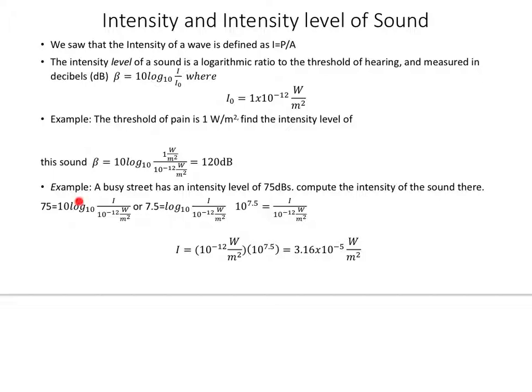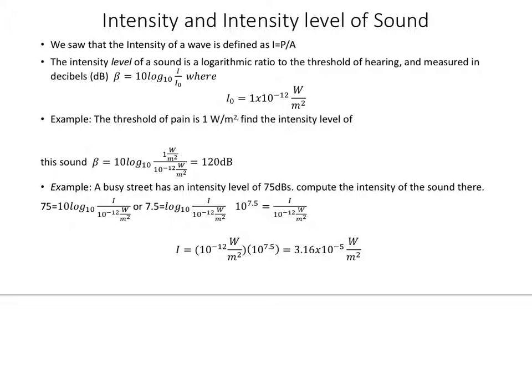Okay, here is another example that goes the opposite way. We've got a busy street, and it's got an intensity level of 75 decibels. We want to compute the intensity of the sound there. So 75 is equal to 10 log I over 10 to the negative 12. We're solving for this I. We can start off by dividing both sides by 10.